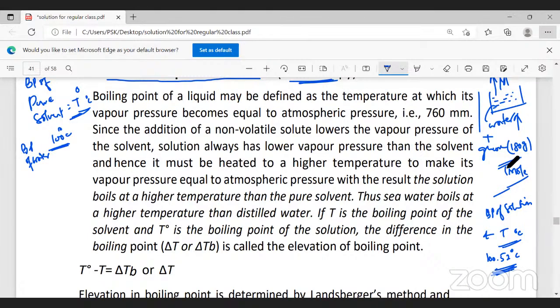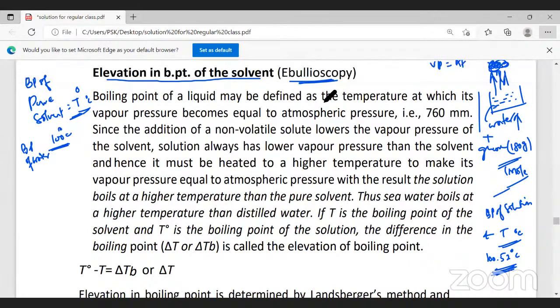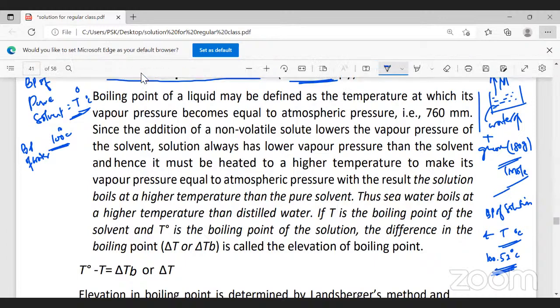For pure water it is 100. For the same amount of water and 180 grams of glucose, the boiling point is 100.52. Has the boiling point increased? Yes or no? Yes, sir. Yes. Now, what is this elevation in boiling point? This elevation in boiling point is represented by the symbol delta TB.